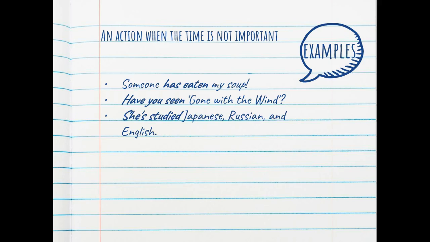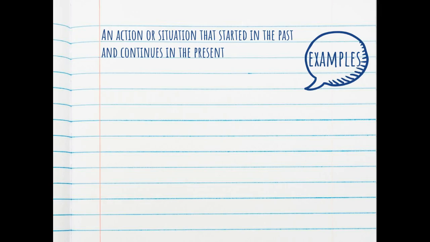Then we have, she has studied Japanese, Russian, and English. Again, we don't have a specific time frame for this. We just know that she has studied these 3 languages in the past. Okay. Now, for a second use, an action or situation that started in the past and continues in the present.